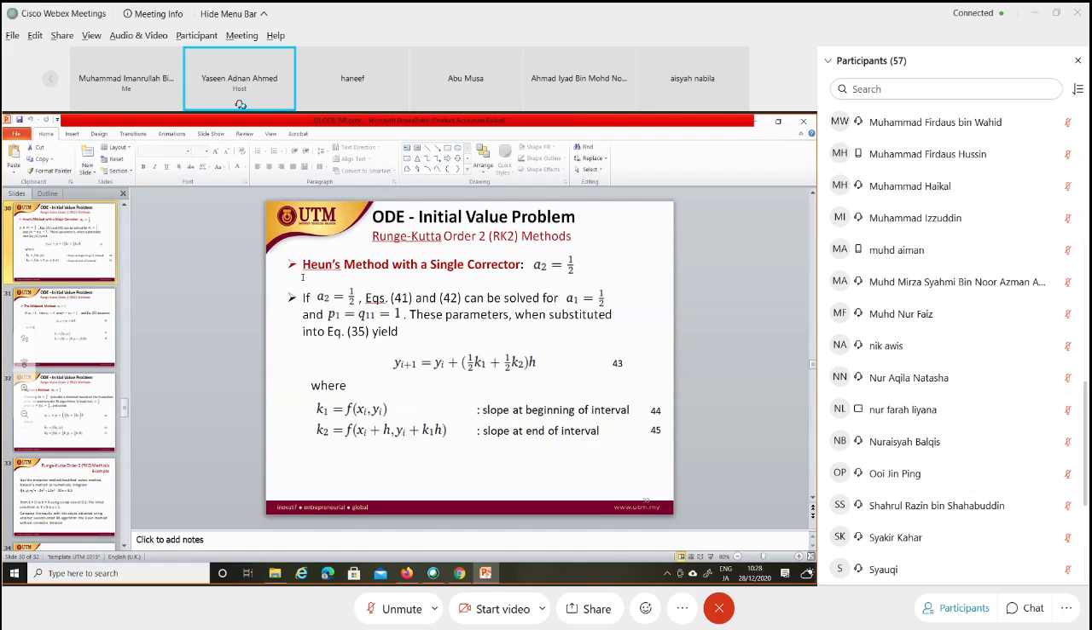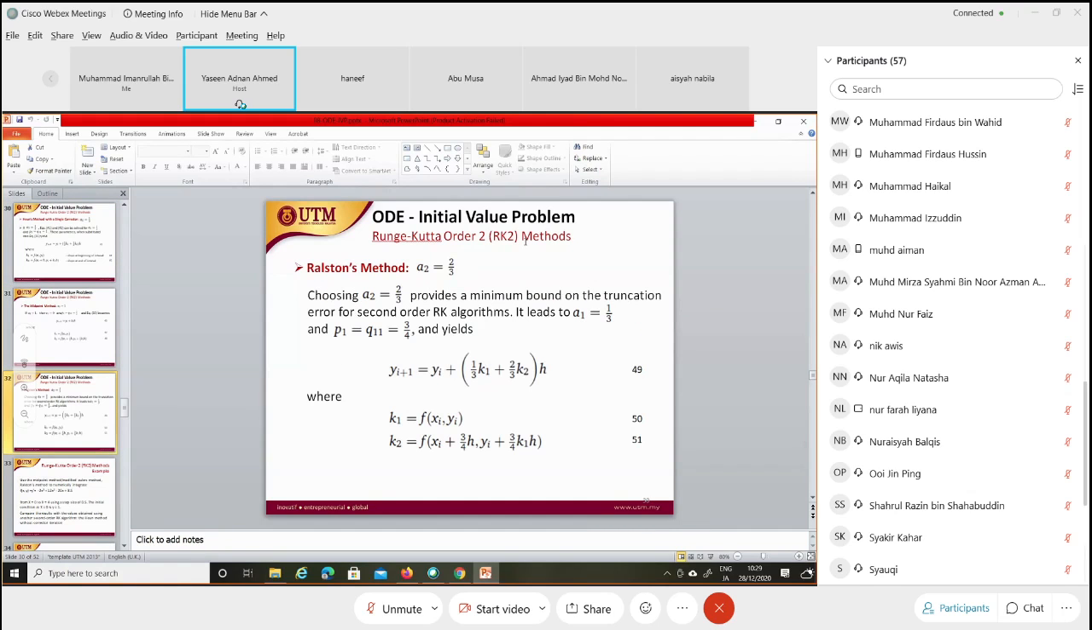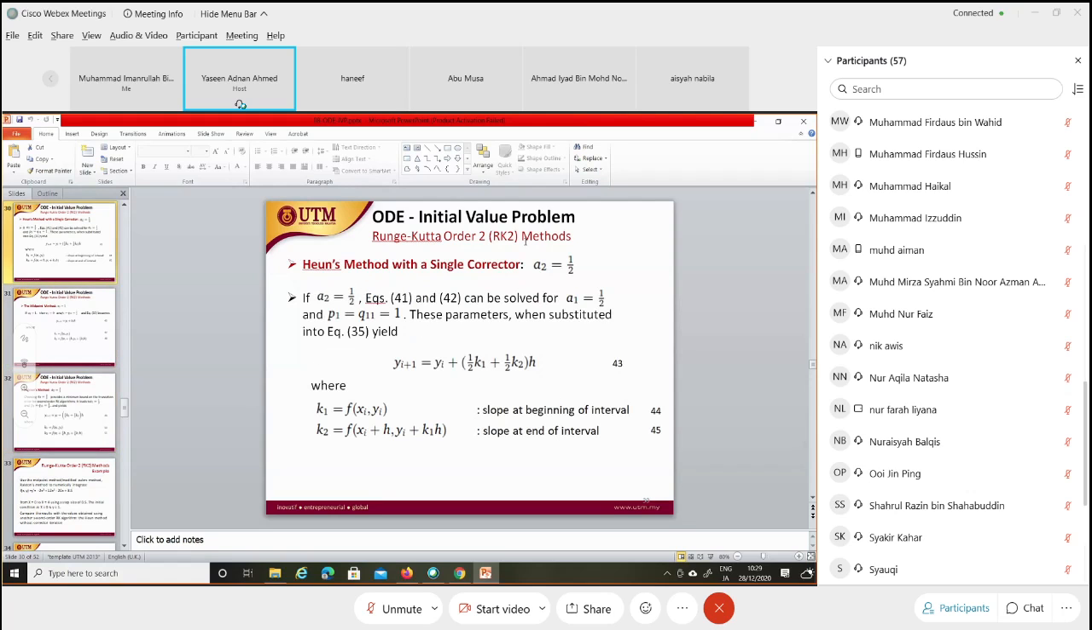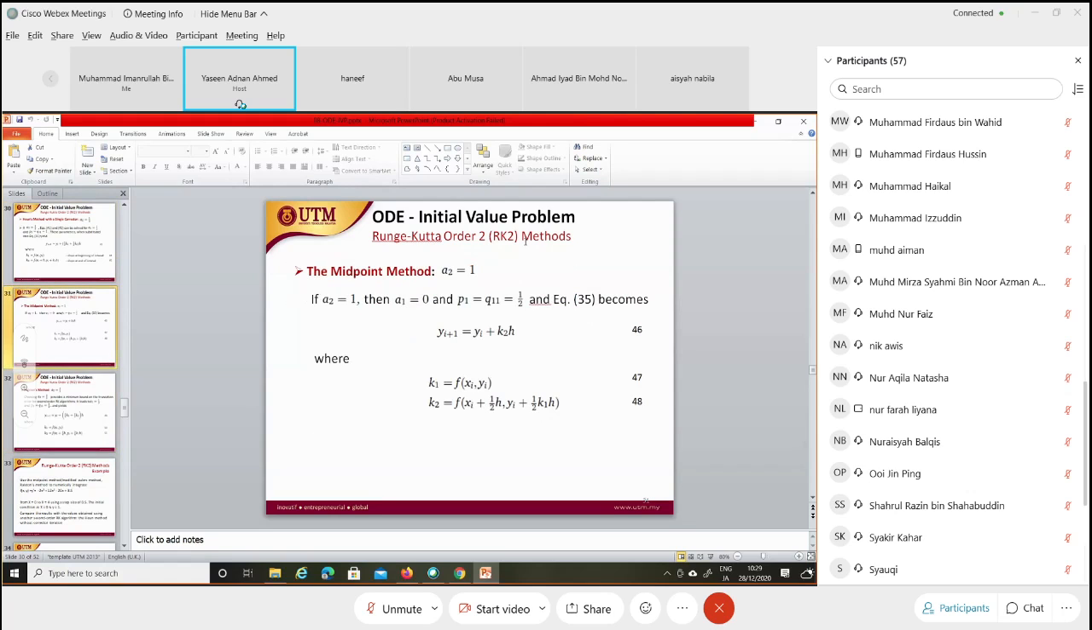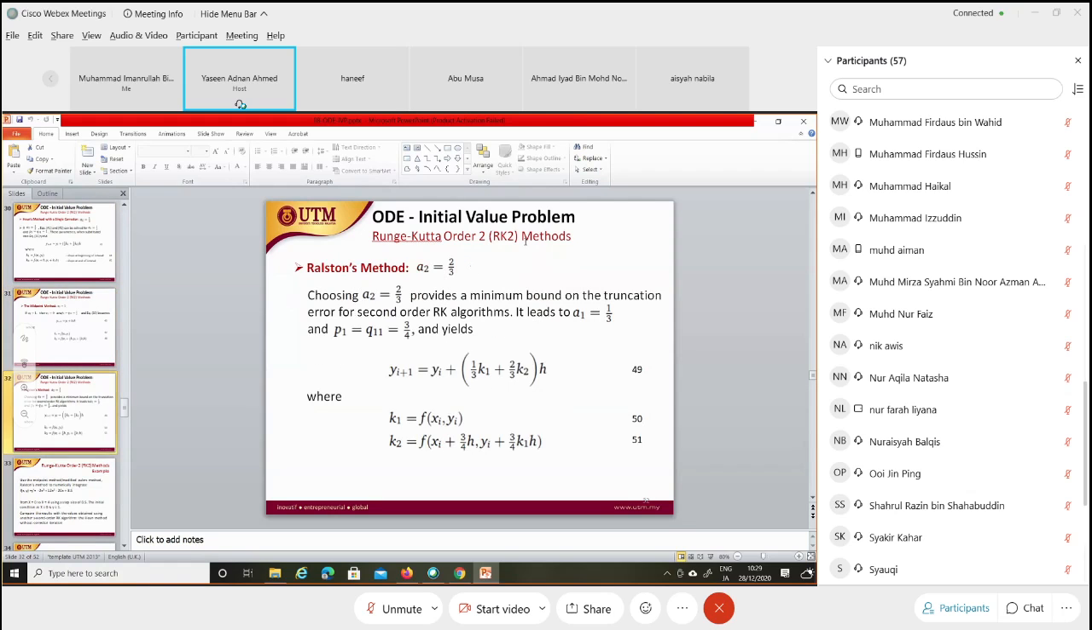Heun's method is the most popular, but for the Runge-Kutta RK2 method, we have 1, 2, and 3 different versions. If they say RK2, normally we prefer to use Heun's method, but if they mention the Euler method or midpoint method or Ralston method, you have to use this expression.